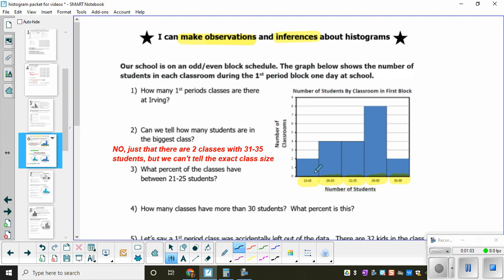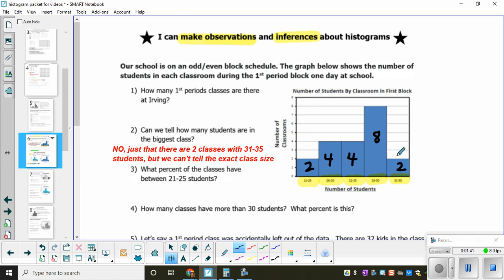Well, when we look at the chart, we can see that we have 2 classes that are pretty small and have somewhere between 11 and 15 students. Classes that have between 16 and 20 students, there are 4 of those. There are also four first period classes that have between 21 and 25 students. The vast majority of the first period classes, 8 of them, have between 26 and 30 students, and that's pretty common. And then there are even a few classes, 2 of them, that have more than 30 students, somewhere between 31 and 35.